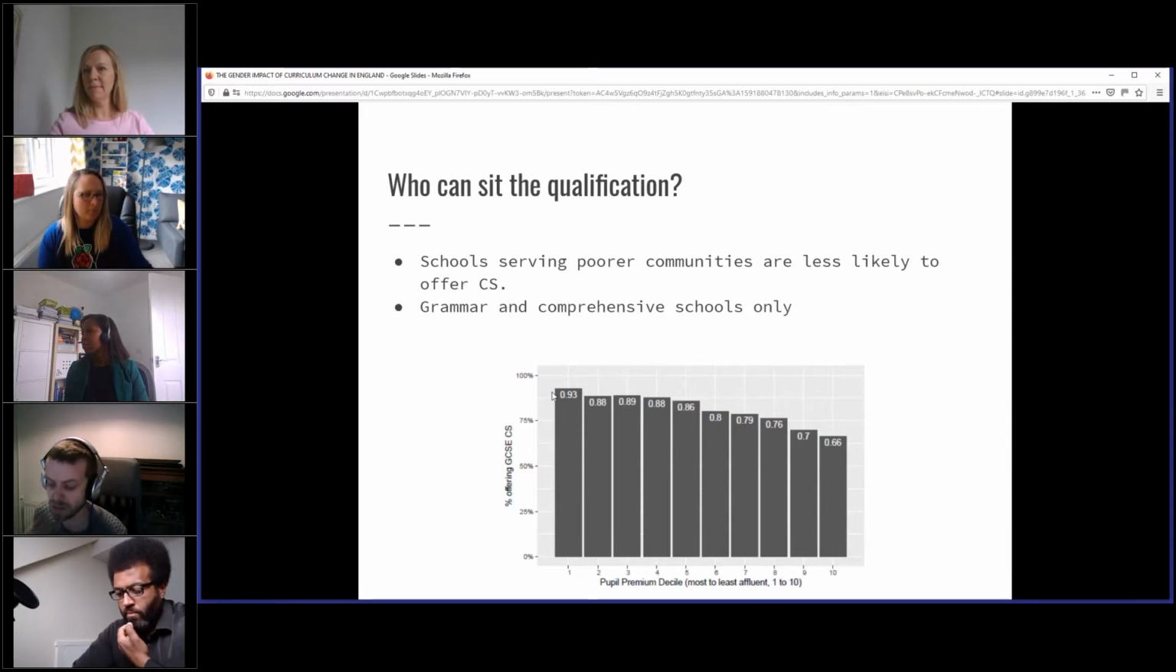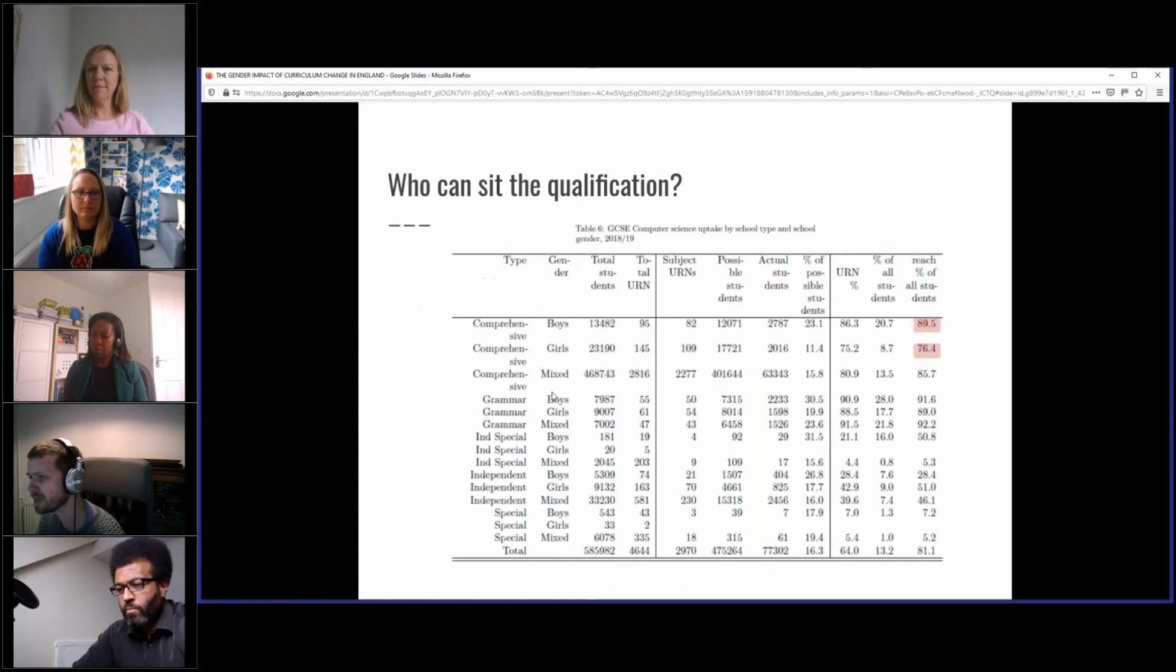So depending which community you're in, you're going to have different access to computer science. So socioeconomic factors are a huge factor here in terms of just access to a computer science qualification. If you're not in a richer school, you're far less likely to be in a school which offers computer science. And we can start breaking this down in other ways too.